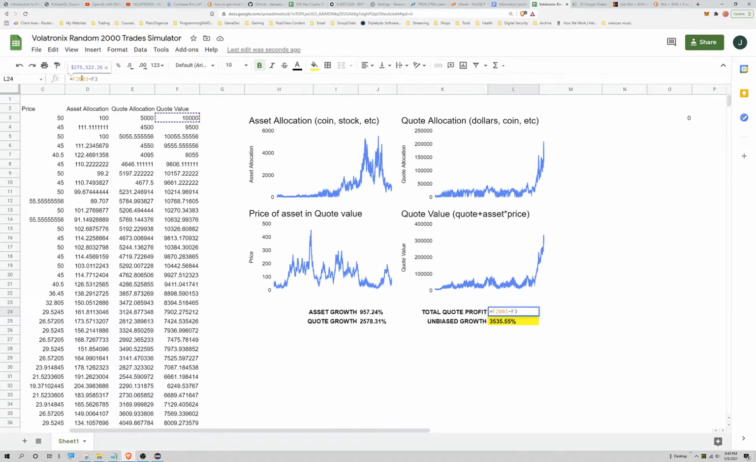As you can see, F2003 is the quote value at the end, and we're subtracting the original quote value of 10,000. So that is pure profit over however long that would have taken. In the end, buyer's growth is over 3,500%. Positive asset growth, positive quote growth.